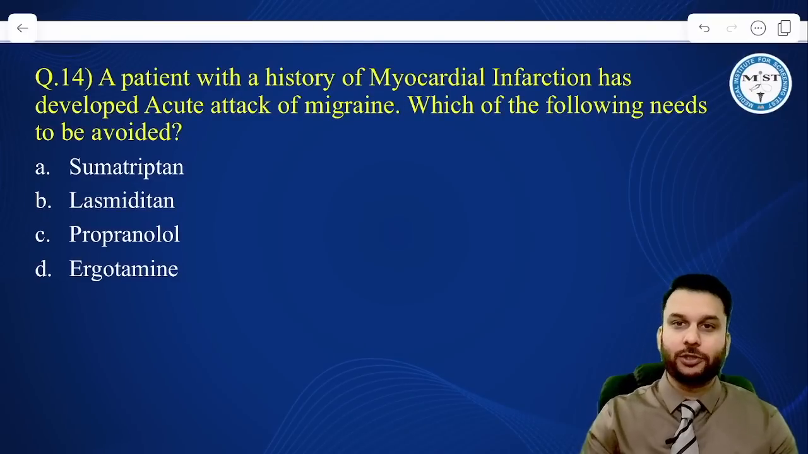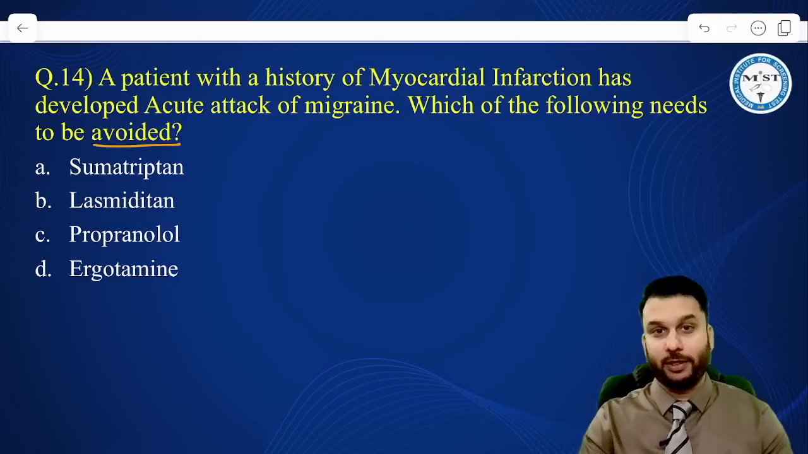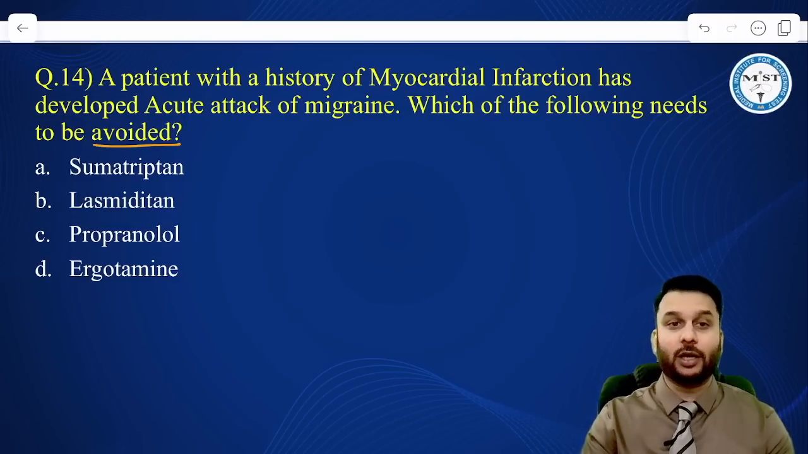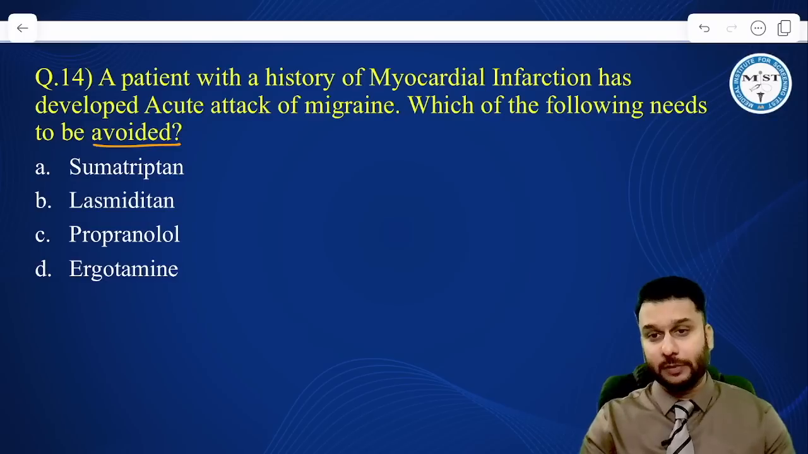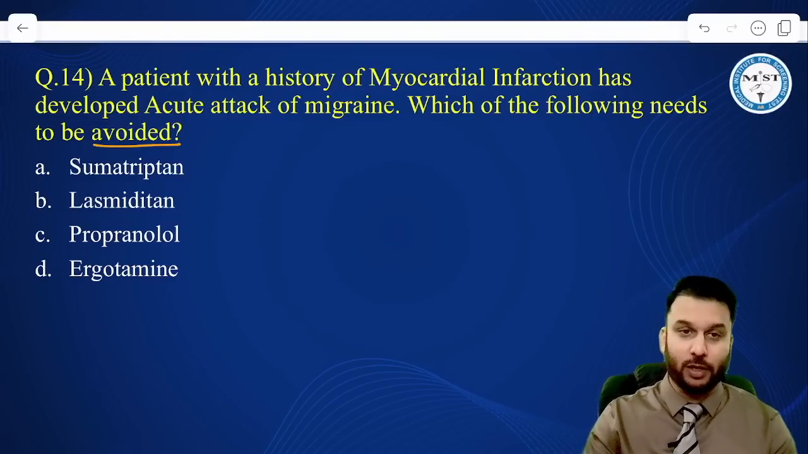A patient with a history of myocardial infarction has developed acute attack of migraine. Which of the following needs to be avoided? Please pay attention. Which of the following needs to be avoided? So, sir, I don't know if they ask you the treatment of choice or if they ask you the one to be avoided. I'll give you the answer for both. You can decide what you have marked.